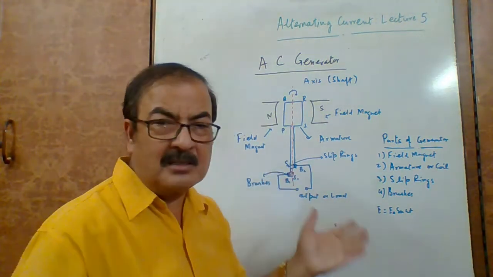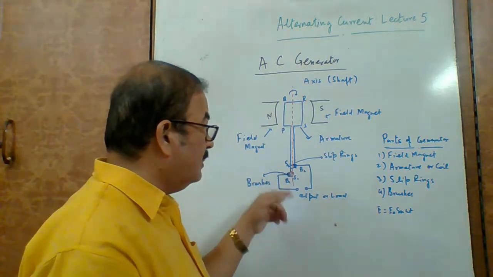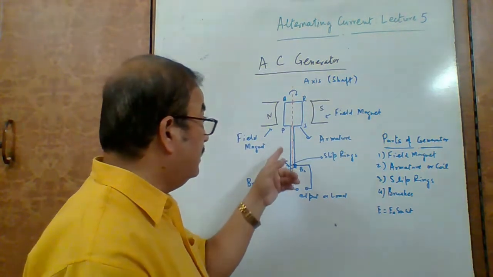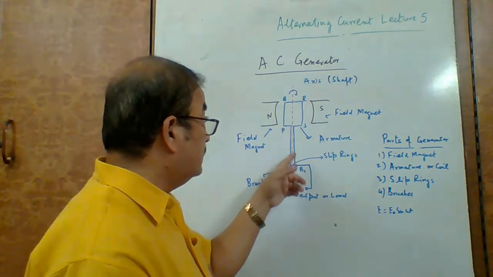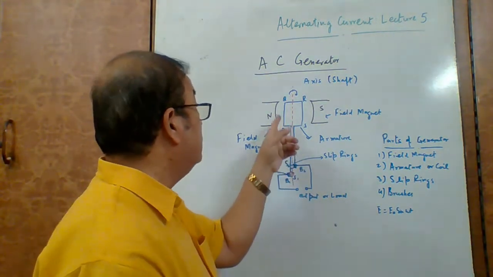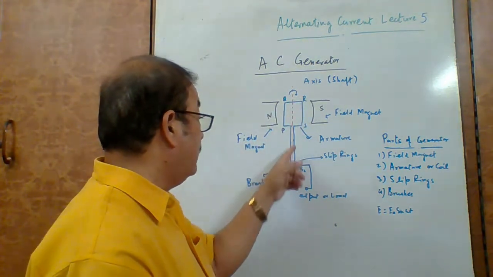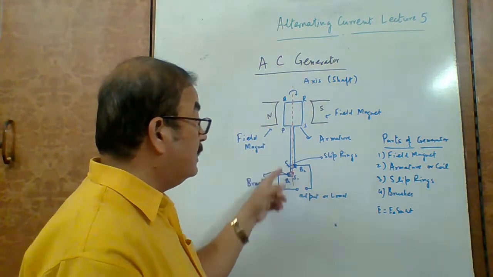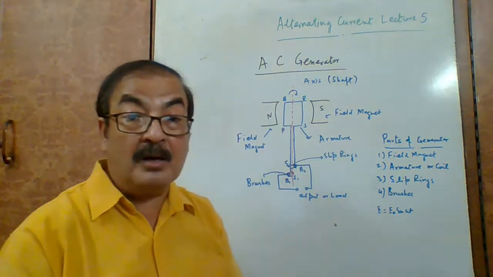They are just brass rings, which can in fact rotate with the effect of the rotation of the shaft, because they are all connected to the ends of the coil. See from this end, this PQRS is a rectangular coil, and one end of this coil is connected to slip ring number 2 and the other is connected to slip ring number 1. Both the slip rings can slip over carbon brushes.